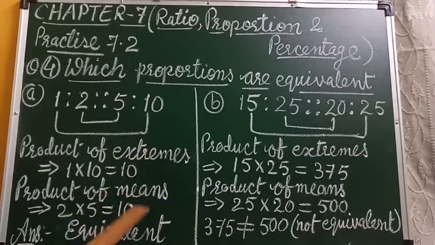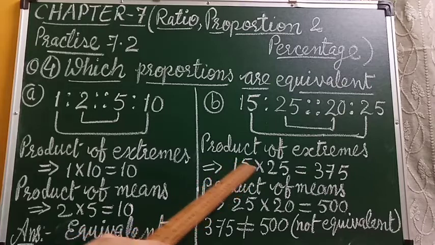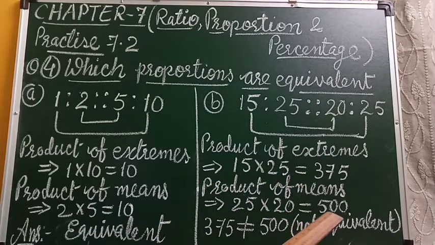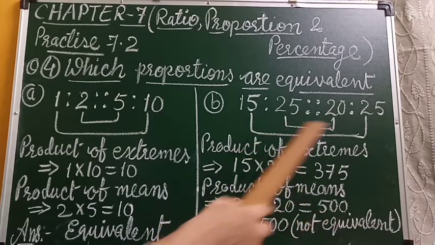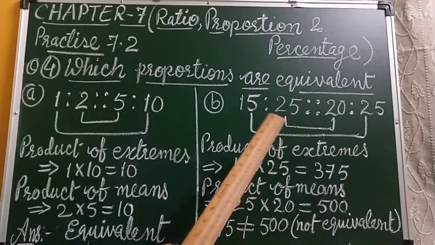If their products are the same, product of extremes is equal to product of means, that means the proportion is equivalent. If product of extremes is not equal to product of means, that means the given proportion is not equivalent.